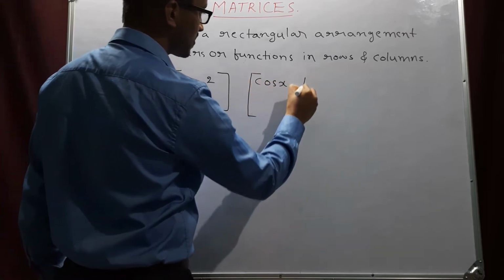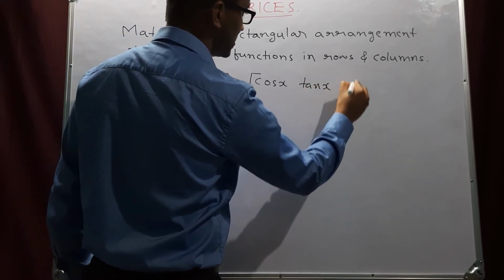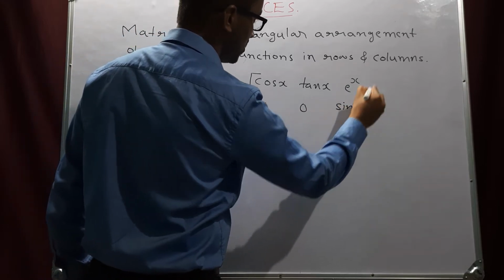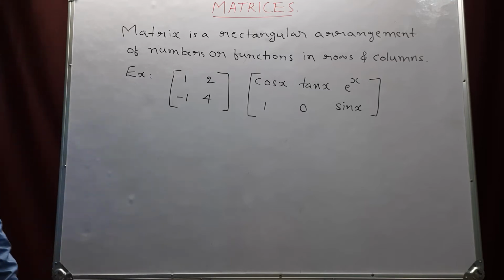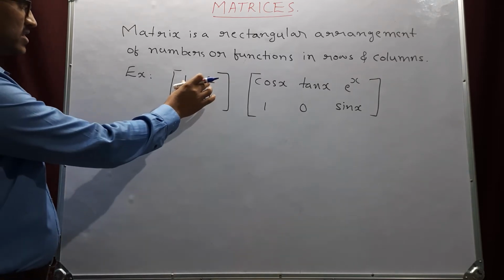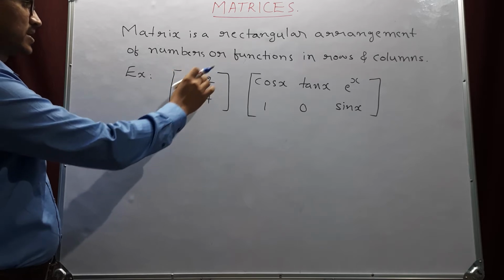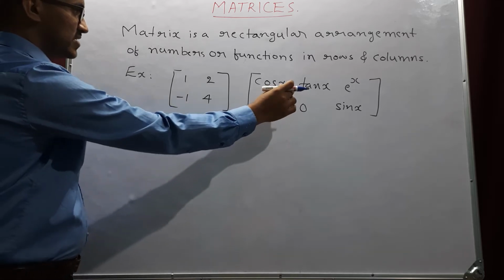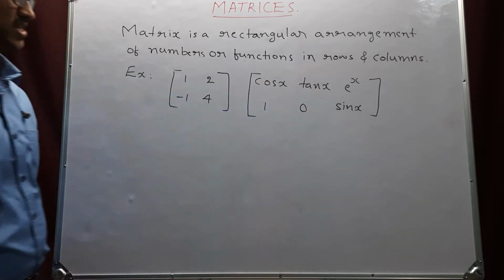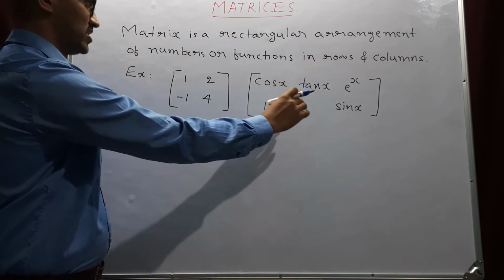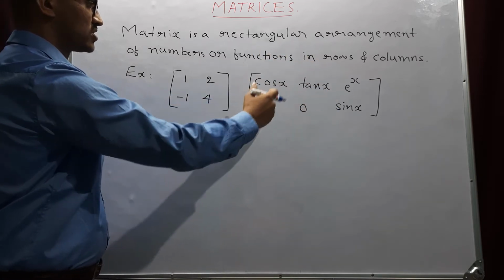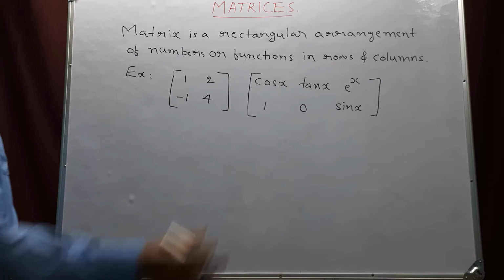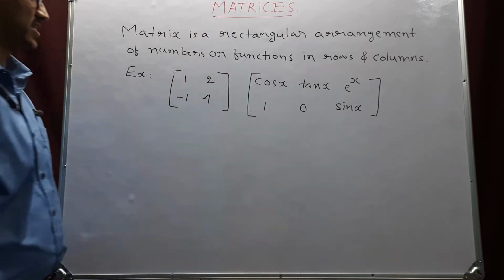Cos x, tan x, e power x, 1, 0, sin x. So this is also an example for a matrix. So here the numbers are arranged in rectangular fashion and enclosed by square brackets. But in this case we have numbers as well as functions, again arranged in rectangular fashion, that is in terms of rows and columns. Again enclosed by square brackets. So these are the examples for matrix.